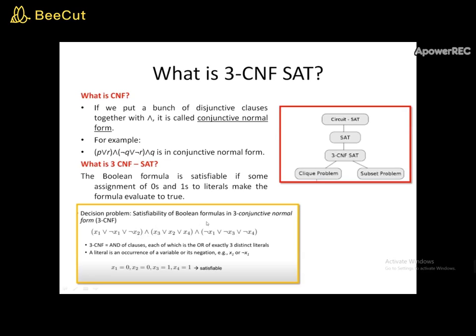Now satisfiability of Boolean formulas in 3CNF implies an and of clauses, each of which is the or of exactly 3 distinct literals. So here I have how many literals in this disjunctive form? I have 3 literals, 1, 2 and 3. Literals means variables. Here I have 3 literals, and again here I have 3 literals. Each and every clause should have only 3 literals, and it should be disjunctive, which means there should be an or symbol here, and all the 3 clauses should be brought together by means of an and symbol. That's all. This is what 3CNF is.